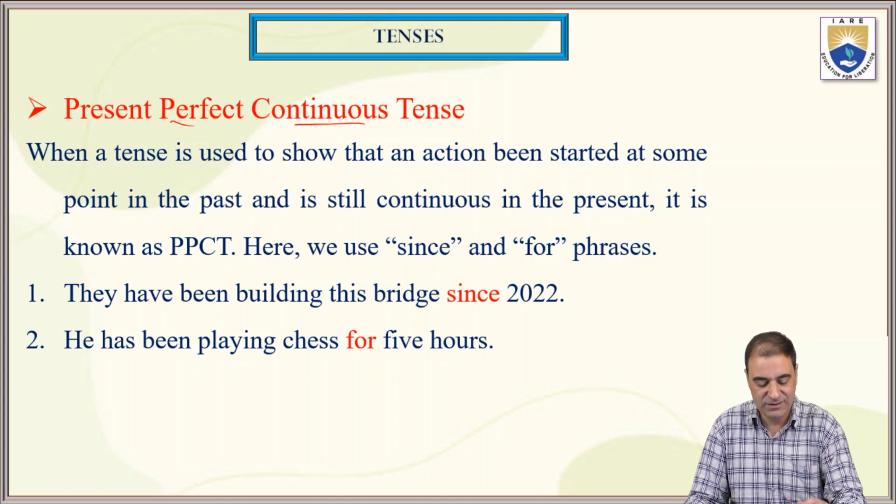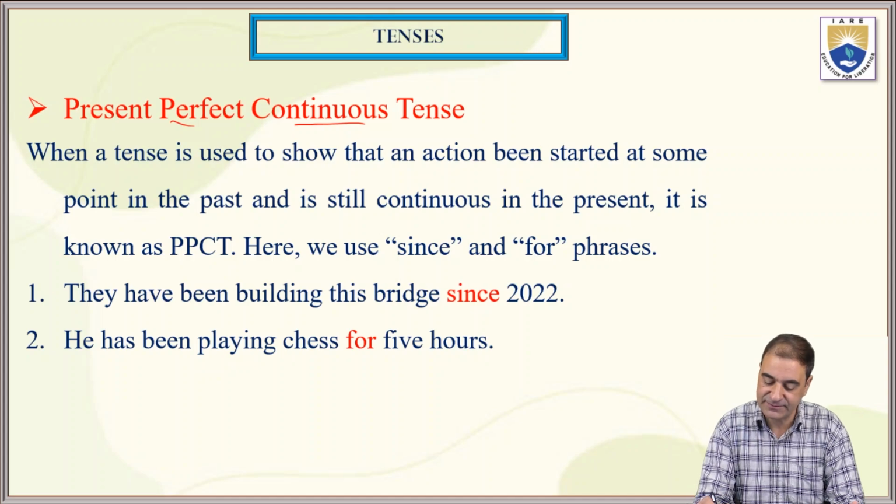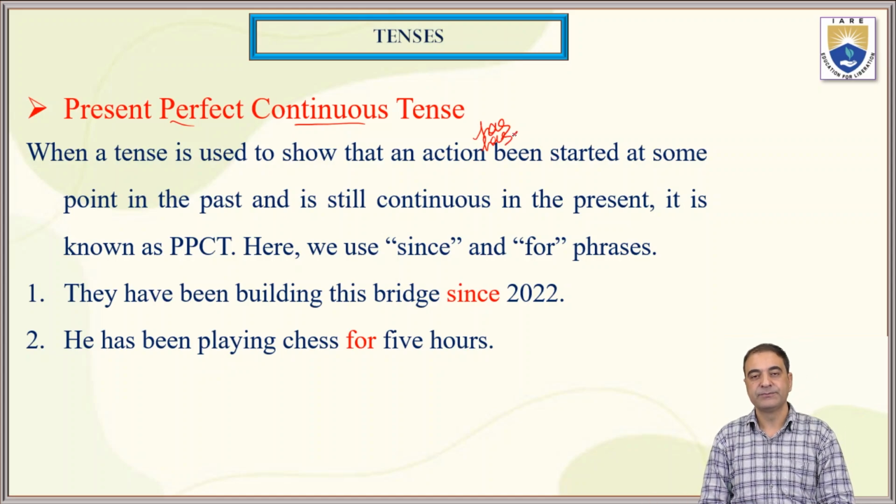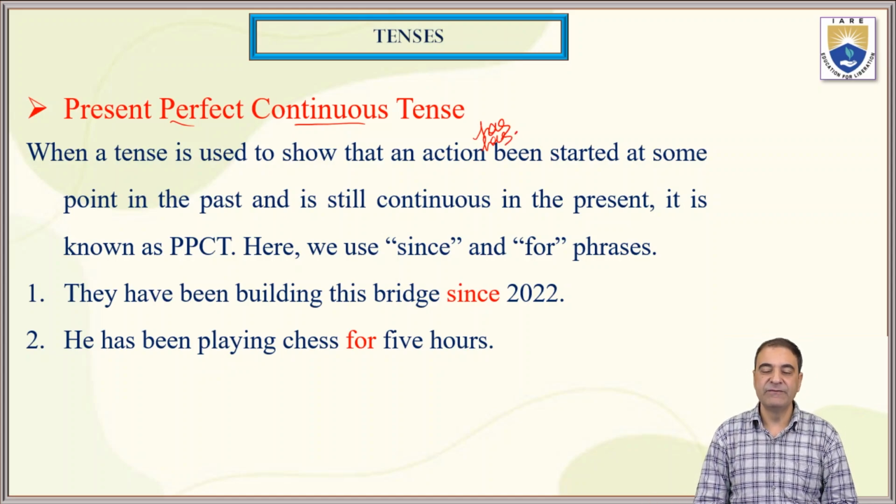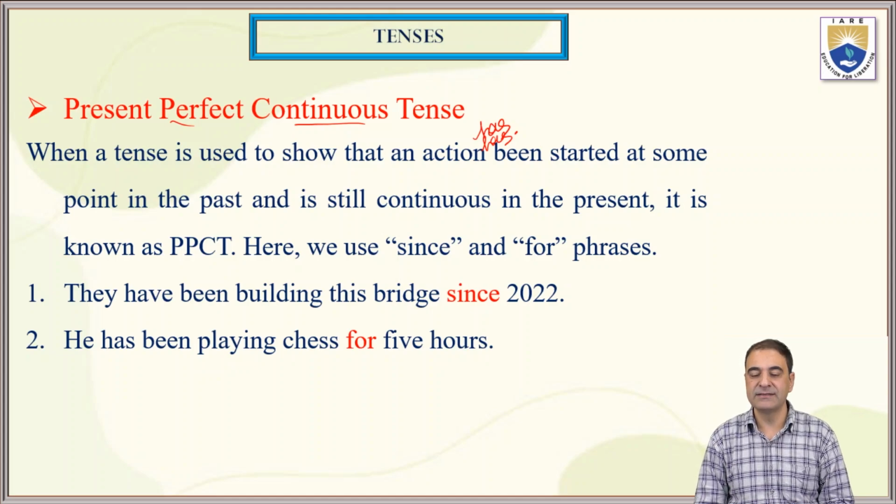First of all, we will see the definition. When a tense is used to show that an action has been started at some point in the past and is still continuous in the present, it's known as present perfect continuous tense. Here we use since and for phrases. Okay, now present perfect continuous tense. Here, as I told you, we need to understand these three things.